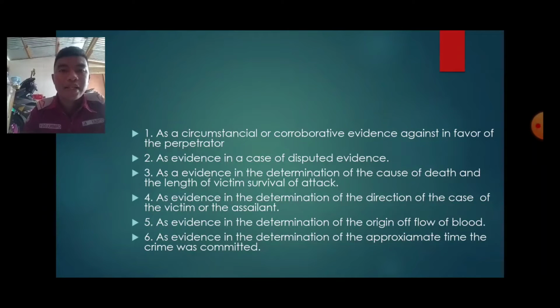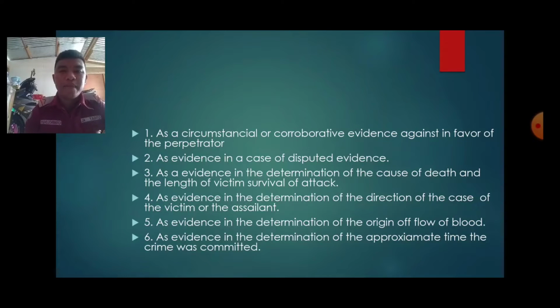Number one is as circumstantial or corroborative evidence against or in favor of the perpetrator. Number two is as evidence in a case of disputed paternity. Number three is as evidence in the determination of the cause of death and length of victim survival after attack. And number four is as evidence in the determination of the direction of movement of the victims or the assailant.